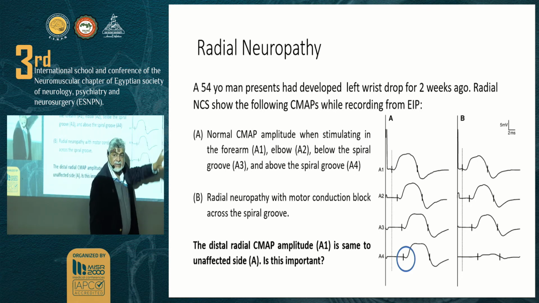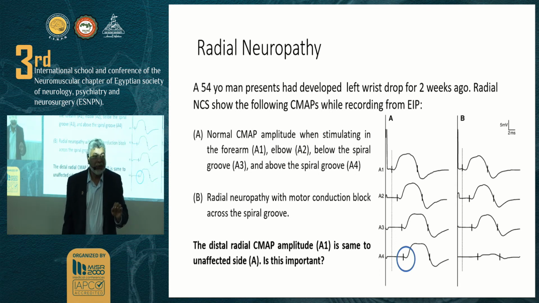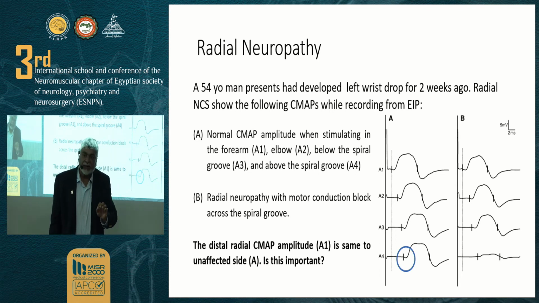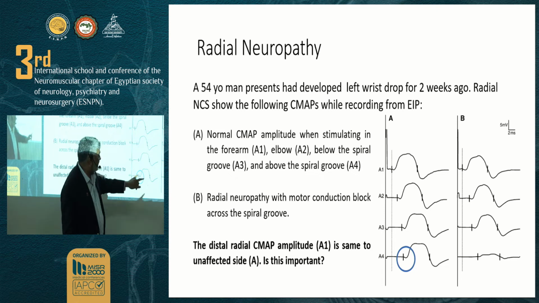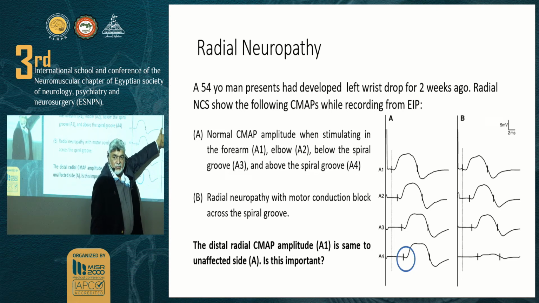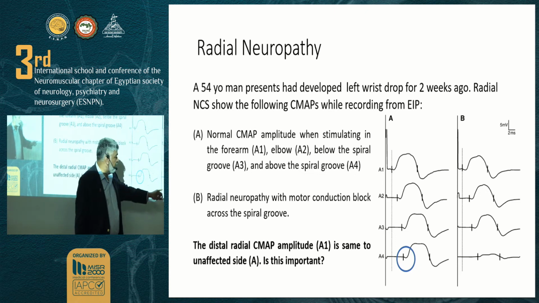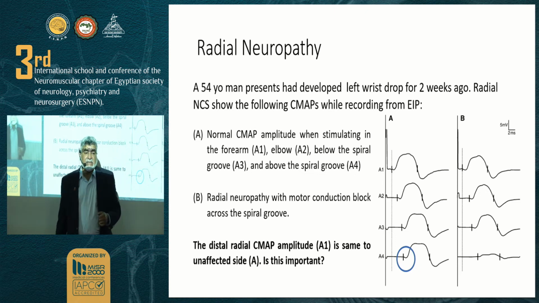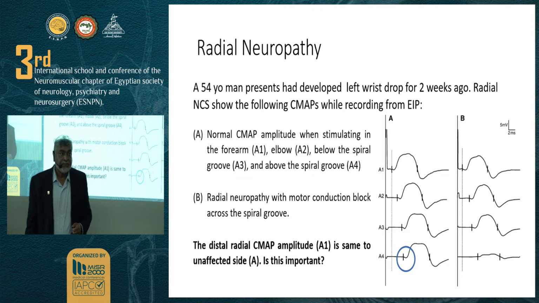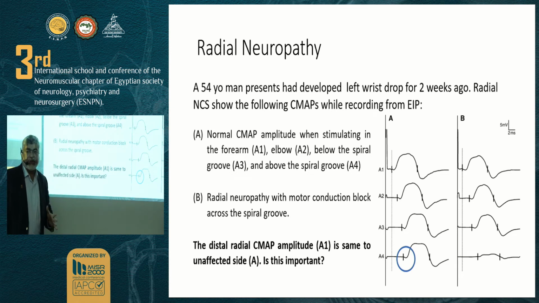If the C-maps are distally preserved, it helps you prognosticate. You can do a needle exam as well, but this will tell you, based on what we've been talking about all day, the axons are preserved, it's a pure demyelinating lesion, and chances are that this patient will recover pretty quickly. Good? Any question about radial neuropathy or a wrist drop before I go quickly to a foot drop?